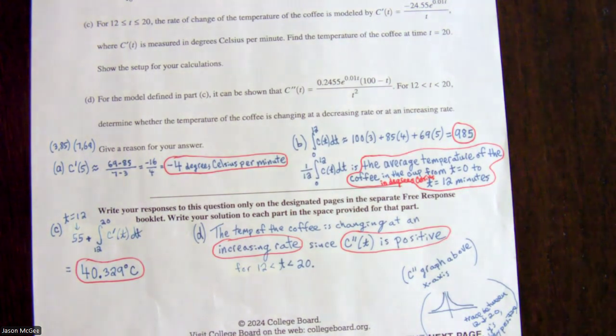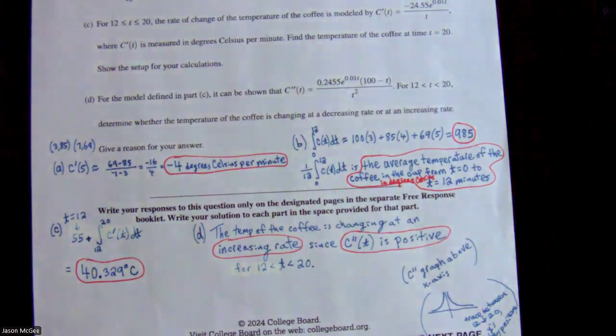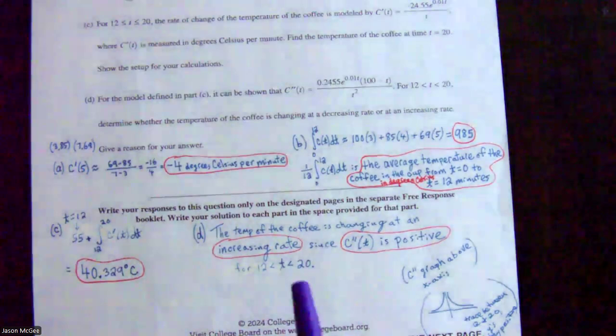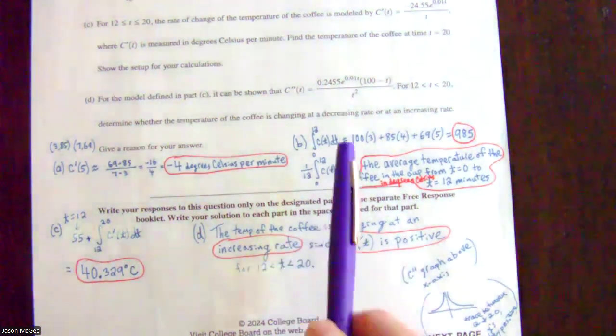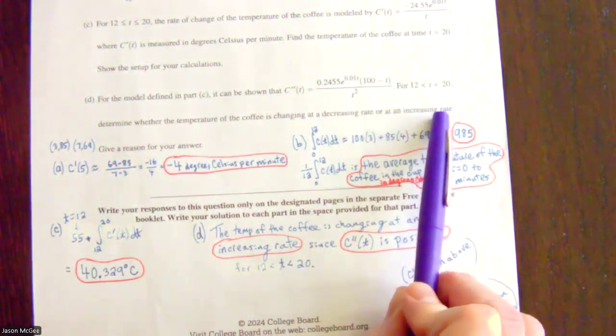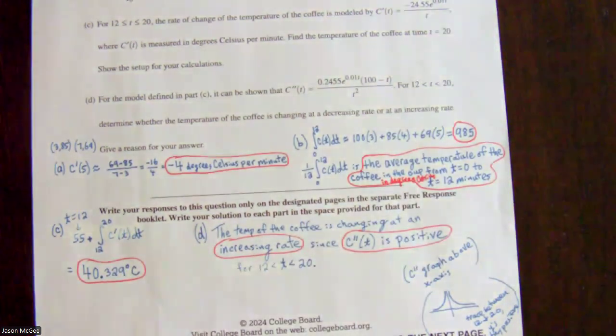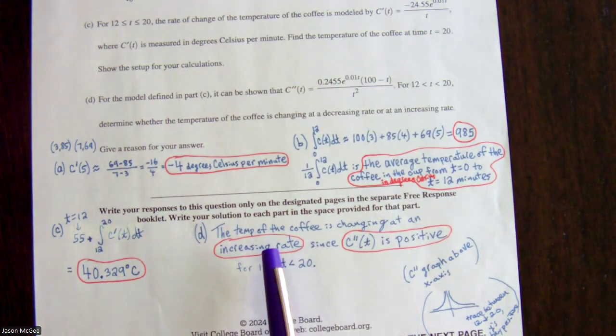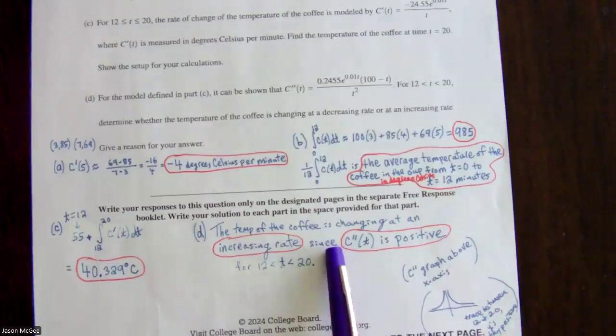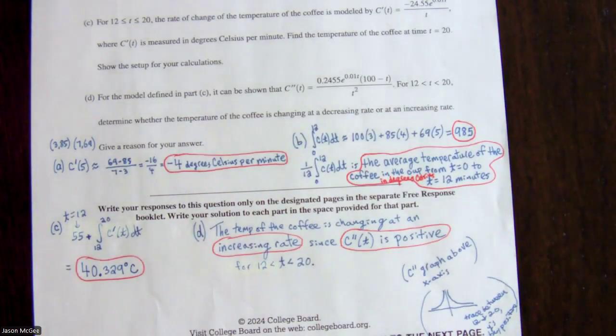You gotta be careful with the wording on that. So you're looking at the sign of that second derivative, and once I determined it was positive, I knew it was changing at an increasing rate. So make sure you write increasing rate down there and then justify that since the second derivative is positive.